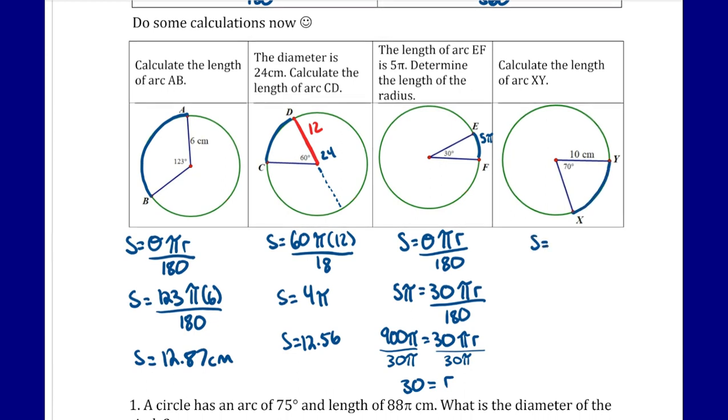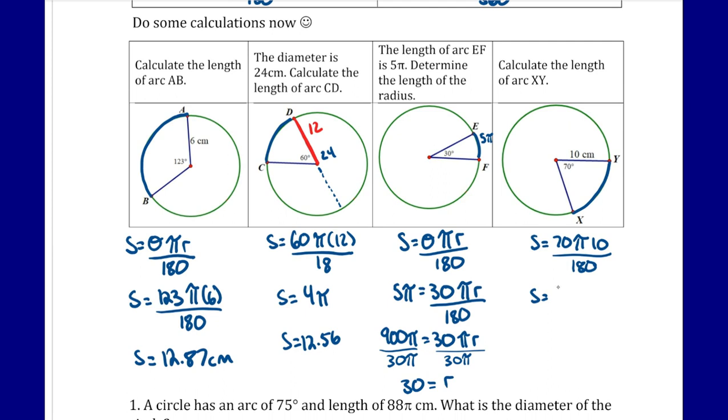So again, s equals the angle, so 70 times pi times the radius, which is 10, divided by 180. We get 700. 70 times 10 is 700, but divided by 180. So this one doesn't really give us a nice value, so I'm just going to calculate the full thing. So 70 times pi times 10 divided by 180.